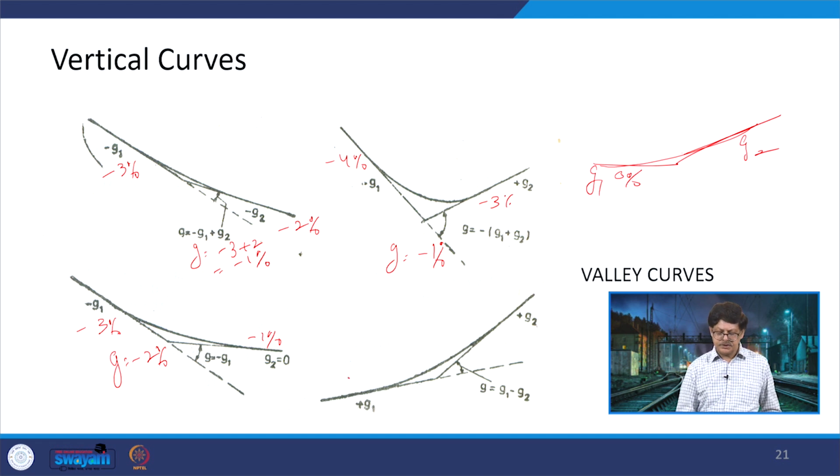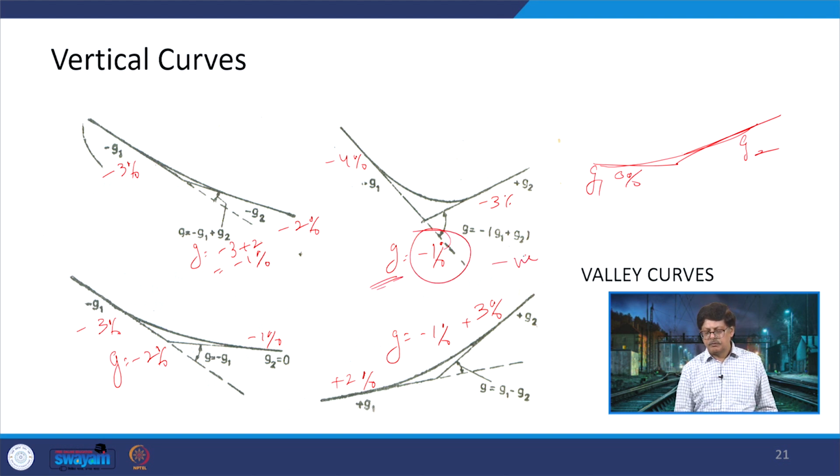Here in this case, say this is 2% positive and this is positive 3%. So, the G will be how much? 2 minus 3, so this is minus 1%. So, in all of these cases, one thing which you must have observed is that this G value is coming to be negative, and that means if it is coming negative, it defines that we are talking about a valley curve.